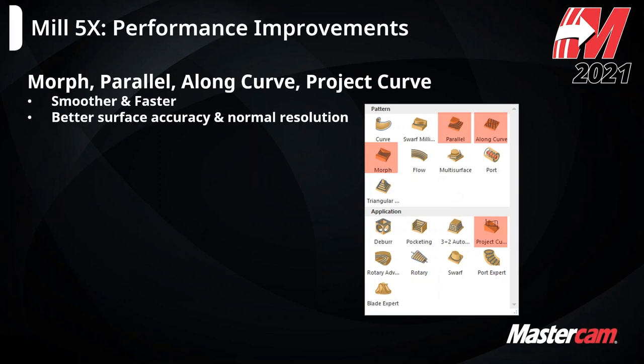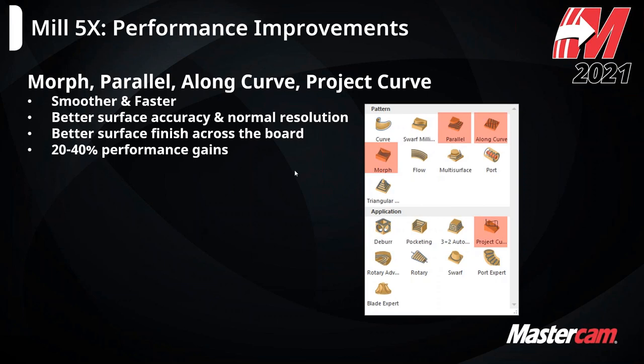And what I mean there on normal resolution, if you're dealing with a surface model or even a solid model, there'd be times where the toolpath wouldn't move in the direction you were thinking, even though it was following the same surface or solid face. And the way Mastercam calculates the vectors of the toolpath, or where that five-axis tool is coming from, will be more consistent. So that's going to allow for better surface finish across the board. And you'll also see a lot of performance gains.